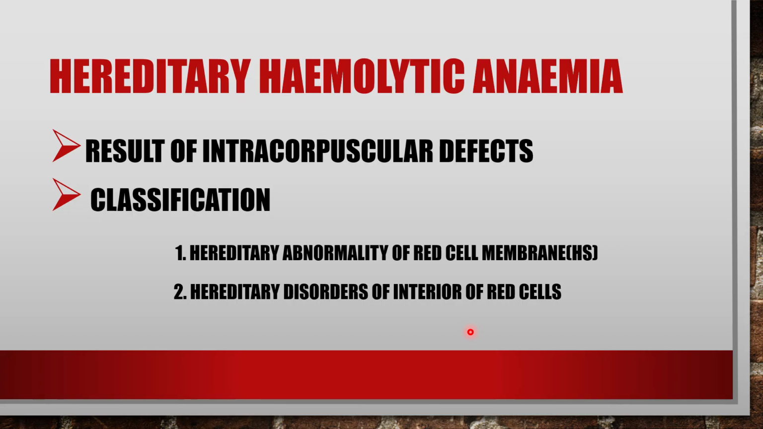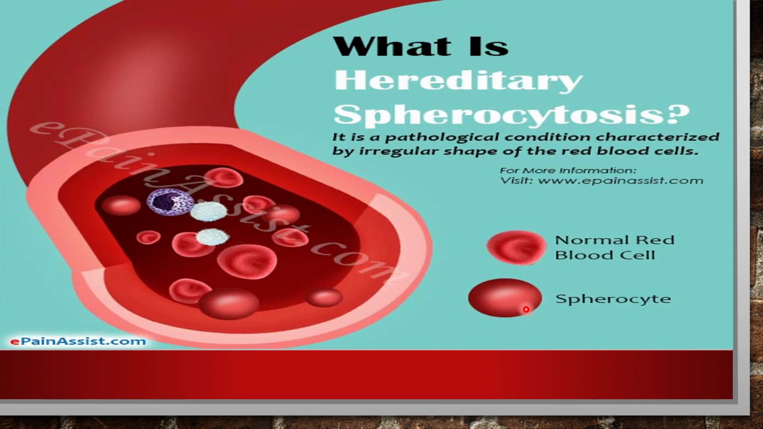It is actually a type of hereditary hemolytic anemia. So let us know more about it. This is the result of intracorpuscular defects, which have two classifications: hereditary abnormality of the red cell membranes, and our topic, hereditary spherocytosis, is a type of red cell membrane abnormality, and hereditary disorders of the interior of the red cells. So what is hereditary spherocytosis?